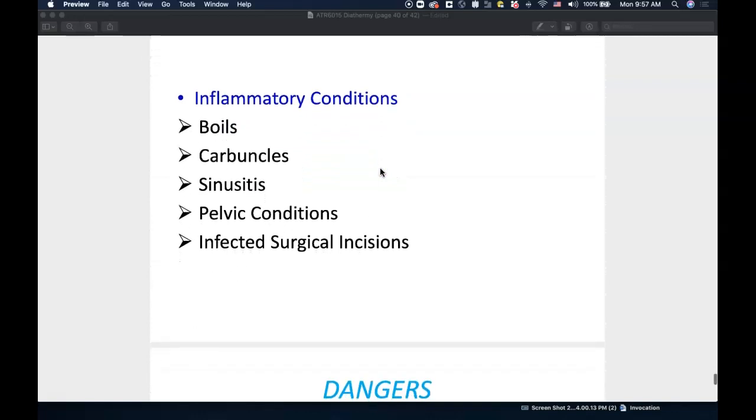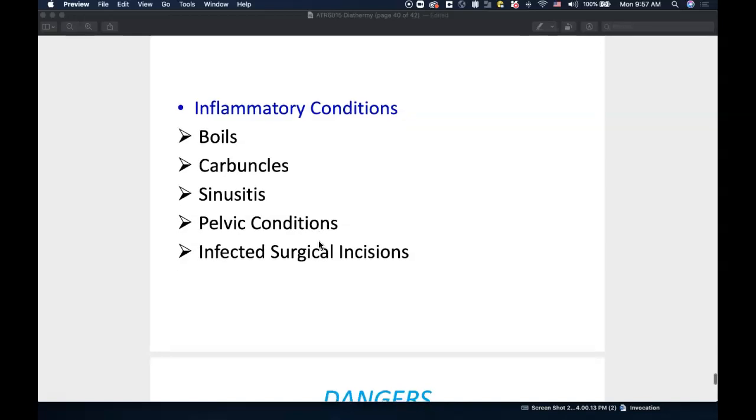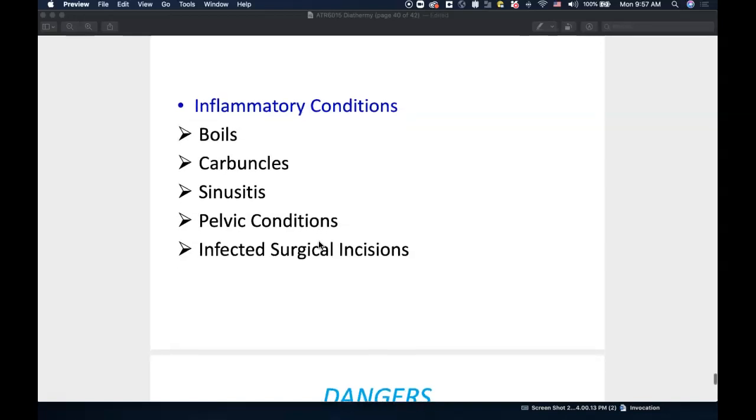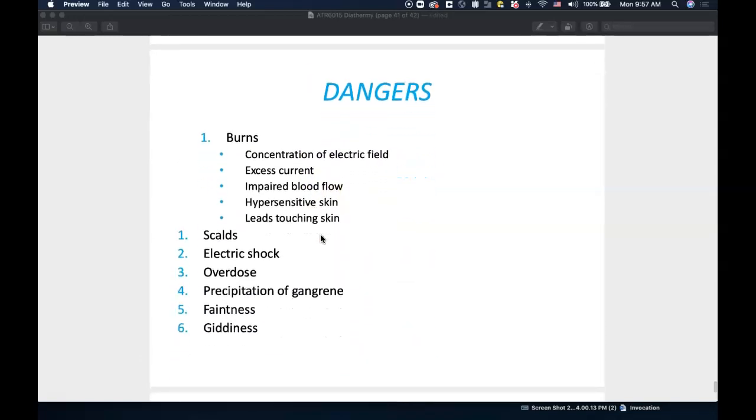In terms of inflammatory conditions, most often we've seen it used in the clinical setting for boils and carbuncles, but we've also seen it being used to treat pelvic conditions. Like PID, pelvic inflammatory disease, again, outside the scope of athletic training, but certainly reasons that we would see the use of diathermy, at least in the field of athletic training. And then dangers. The biggest thing, and this is what we're going to end on, is the danger slide.